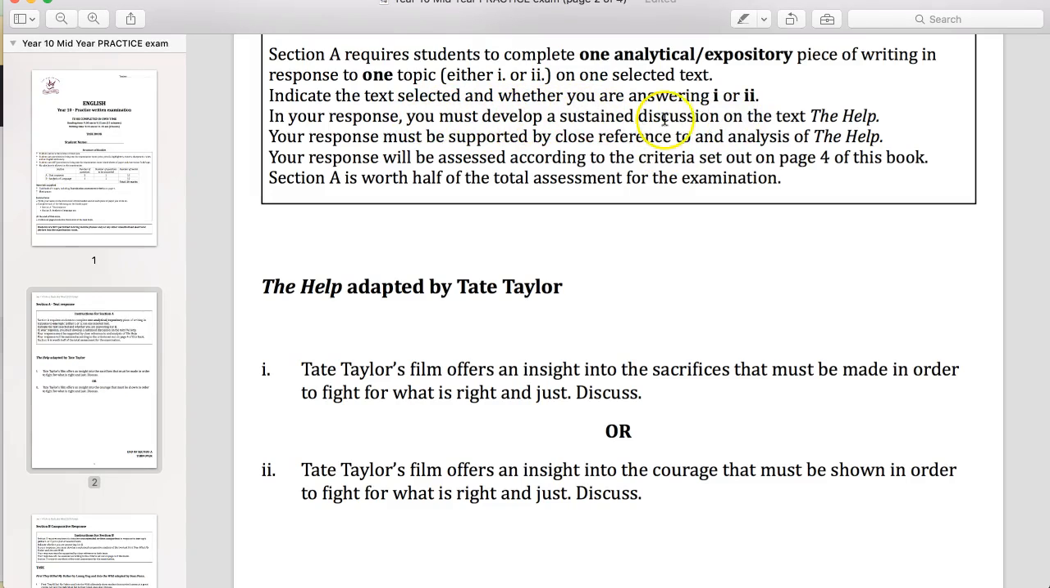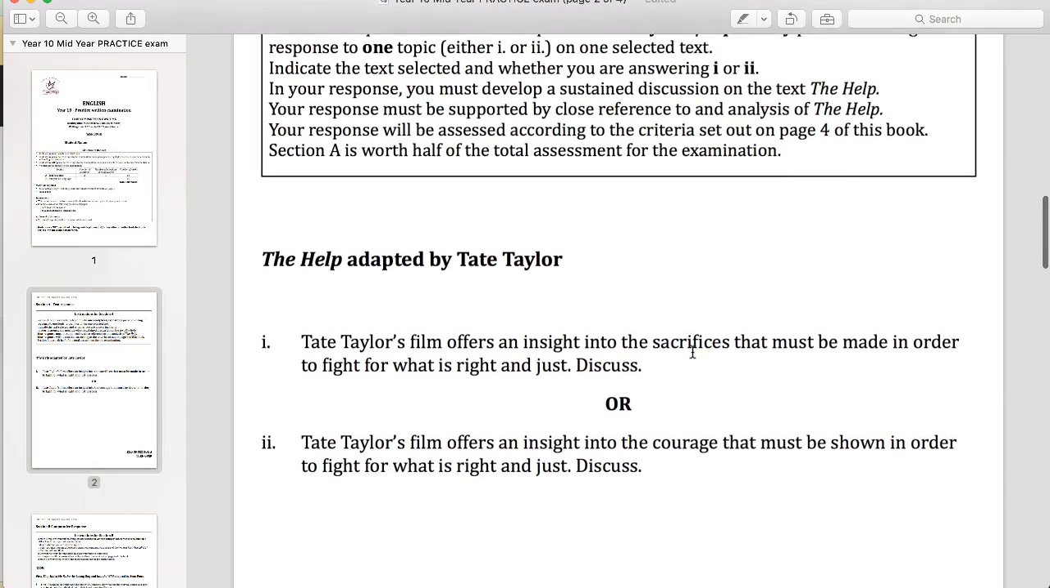You need to develop a sustained response to the text. Your response must be supported by close reference to and analysis of the text. So you need to have a bank of quotes in your mind that you can use. Today in class, we suggested a number of ways you might learn those. You might have study cards. You might have a page of notes that you've written them out on.